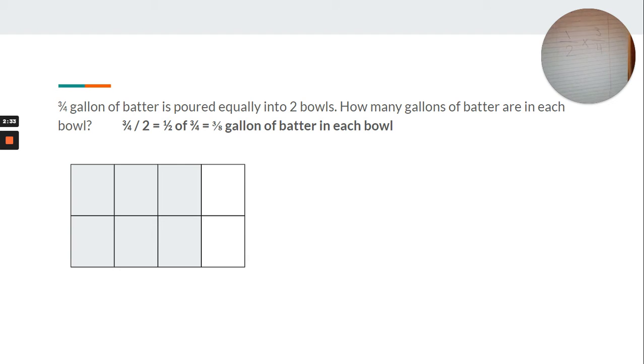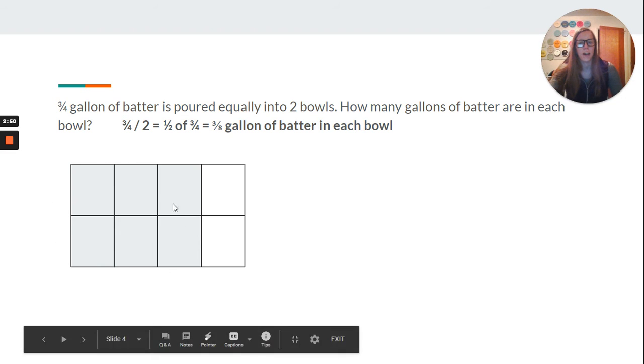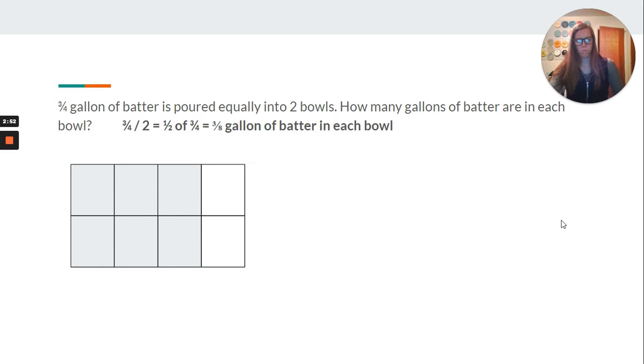So then you just multiply it. So you take 3 times 1, and then you have 4 times 2 is 8. So we have 3/8 of a gallon of batter in each bowl. And so we can see that here by dividing our 8 pieces, 6 shaded. So to divide the 6 shaded ones in half to have 3. Okay?